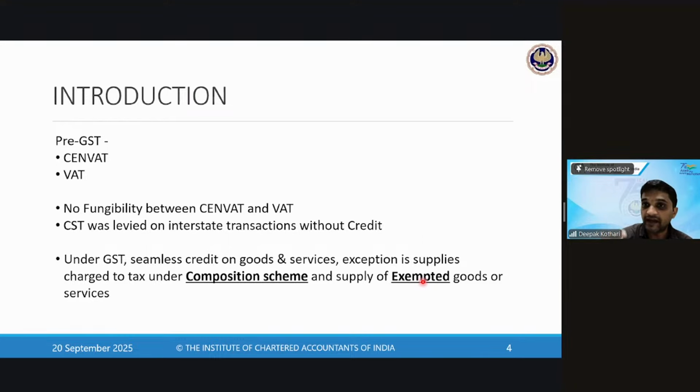I am supplying it to a person. For me, it is taxable. I will charge, say, 5%. But the person who procures it, now he will do some activity and sell it for which there is an exemption. So he will not collect taxes. But if he does not collect taxes, whatever I have charged to him, that credit is not available, that gets blocked.